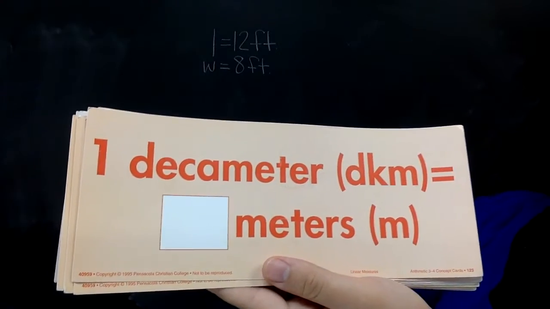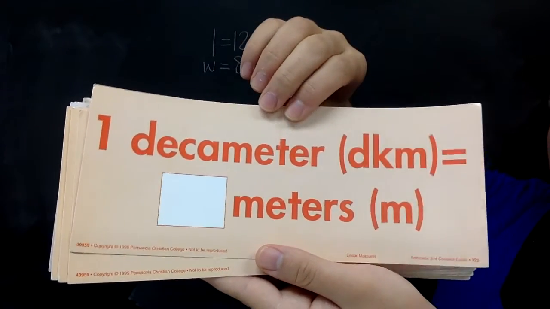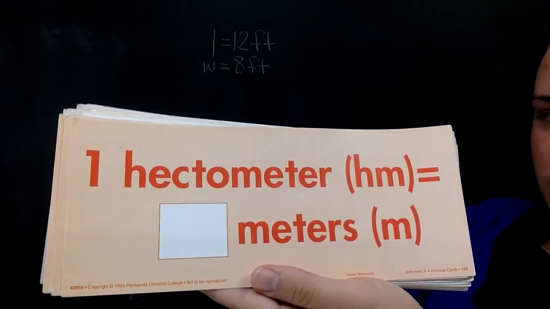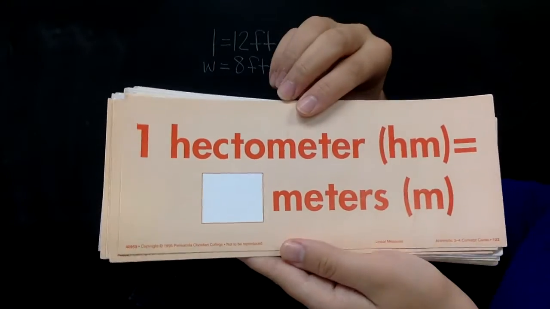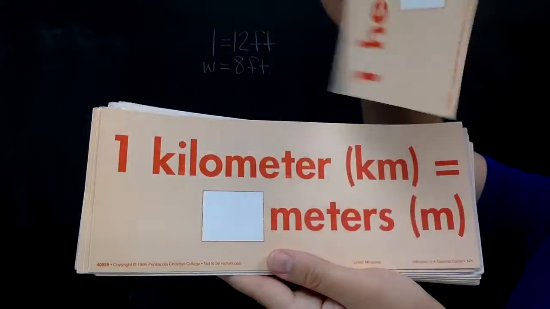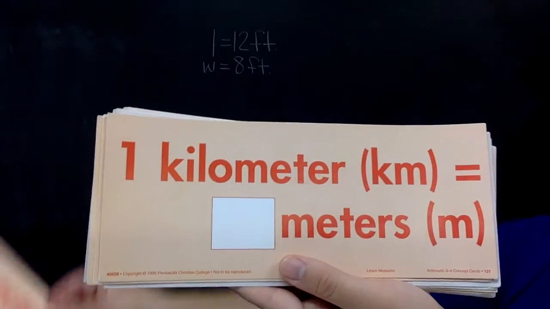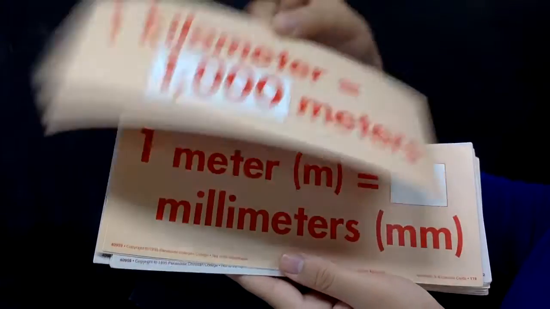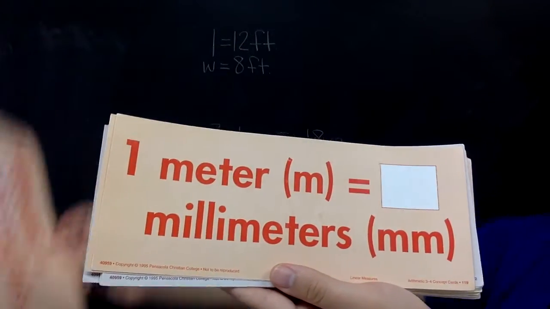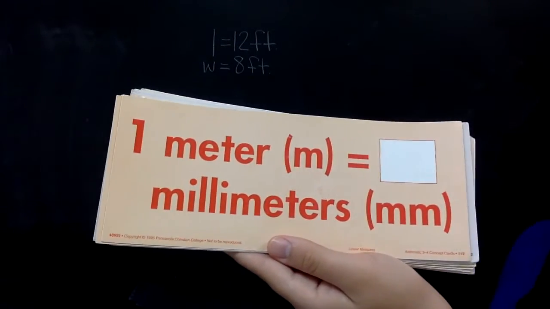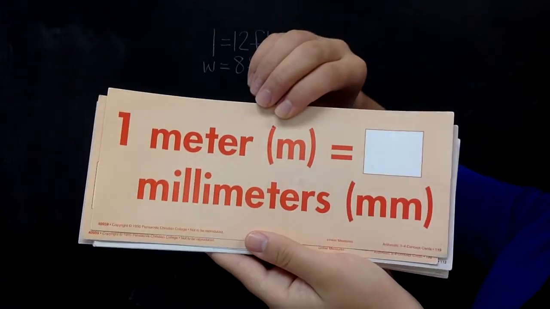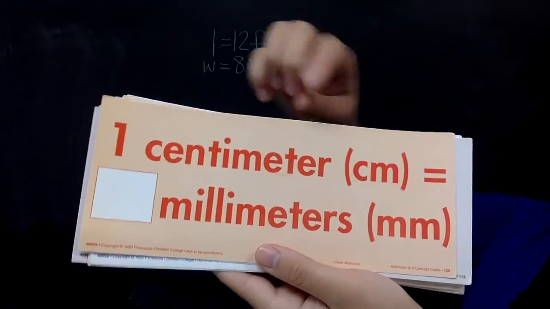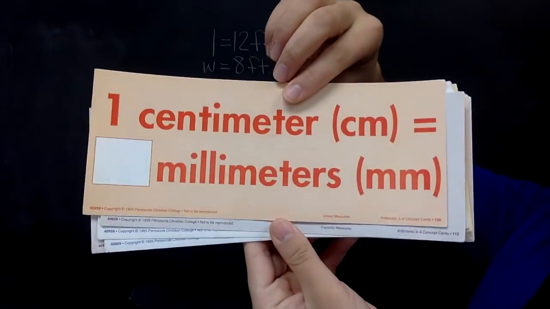10. 1 decameter equals how many meters? 10. 1 hectometer equals how many meters? 100. 1 kilometer equals how many meters? 1,000. 1 meter equals how many millimeters? 1,000. 1 centimeter equals how many millimeters?